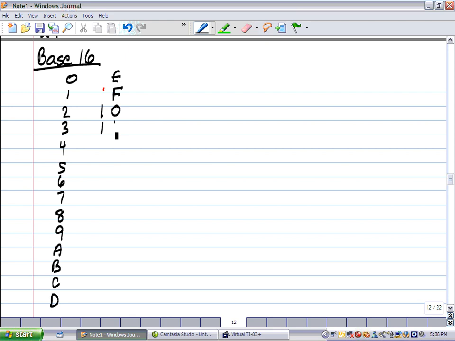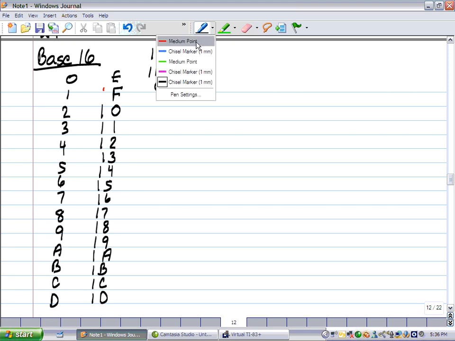What comes after that? 11, 12, 13, and so on. And what comes after 19? What's the next symbol after 9? There is one. There is a symbol after 9. It's A. So A is the next symbol. Then 1B, 1C, 1D, 1E, 1F. Now there are no symbols after F. So we have to start all over and carry 1 to the next place value.